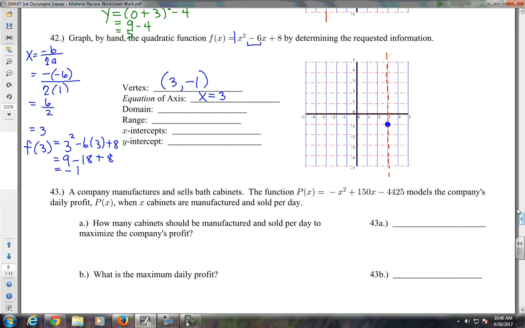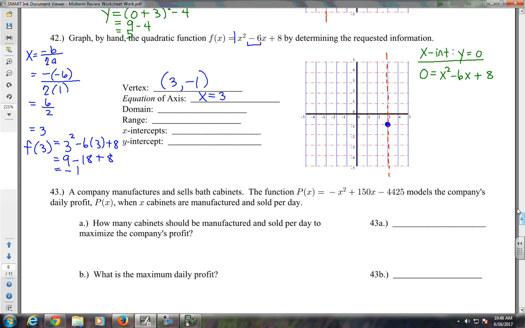Let's work on x-intercepts. To find an x-intercept, remember we set y to 0. Y is the same thing as f of x. So we need to solve 0 equals x squared minus 6x plus 8.